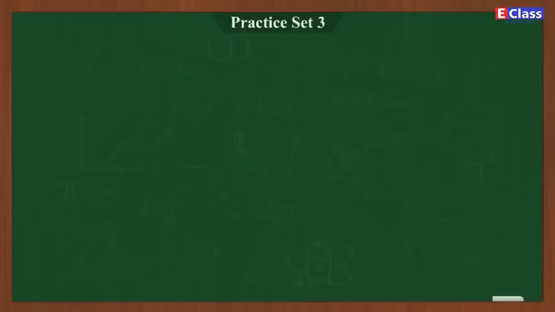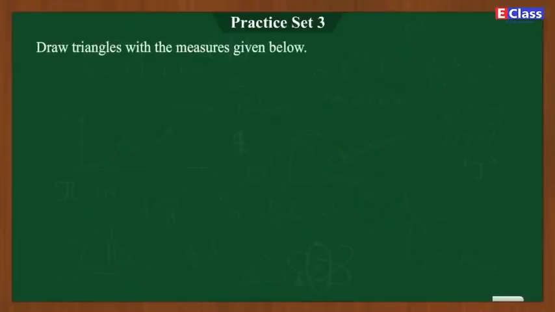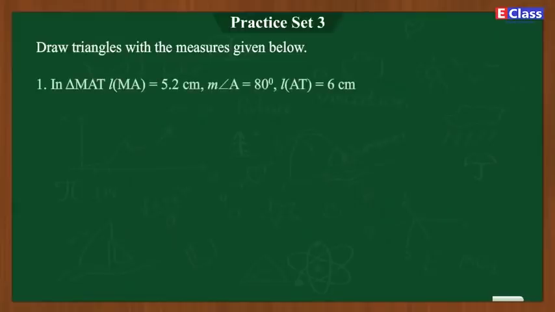Question. Draw triangles with the measures given below. 1. In triangle MAT, length of MA is equal to 5.2 centimeters. Measure of angle A is equal to 80 degrees. Length of AT is equal to 6 centimeters. Answer.